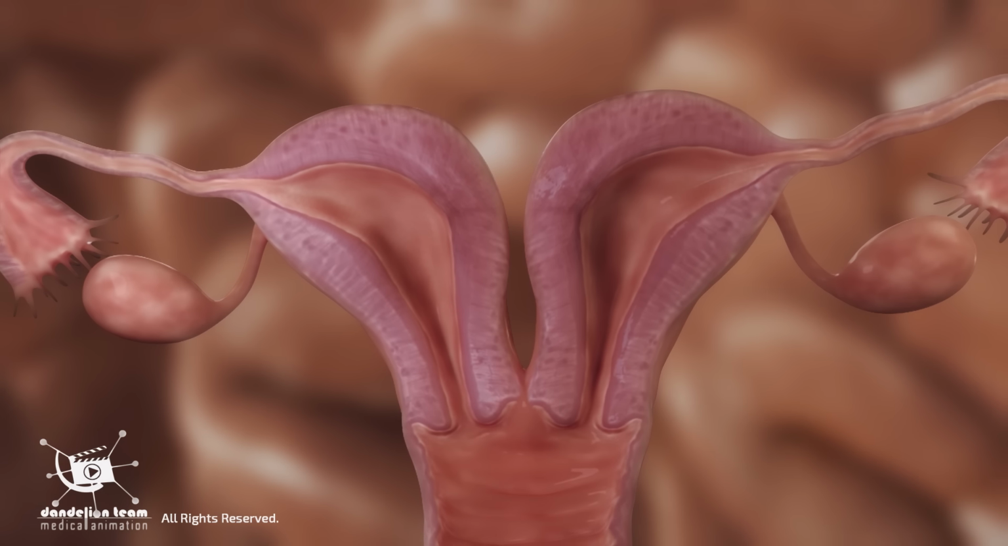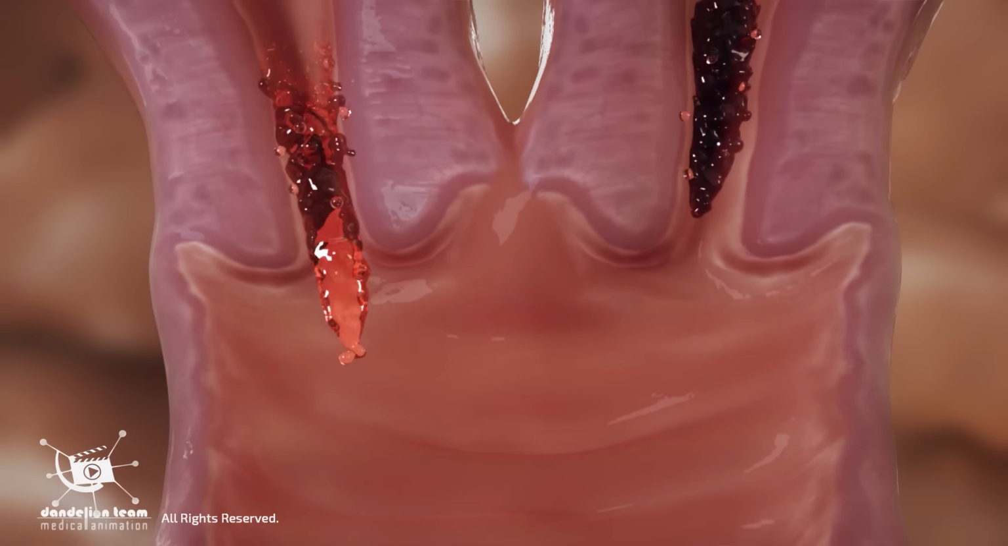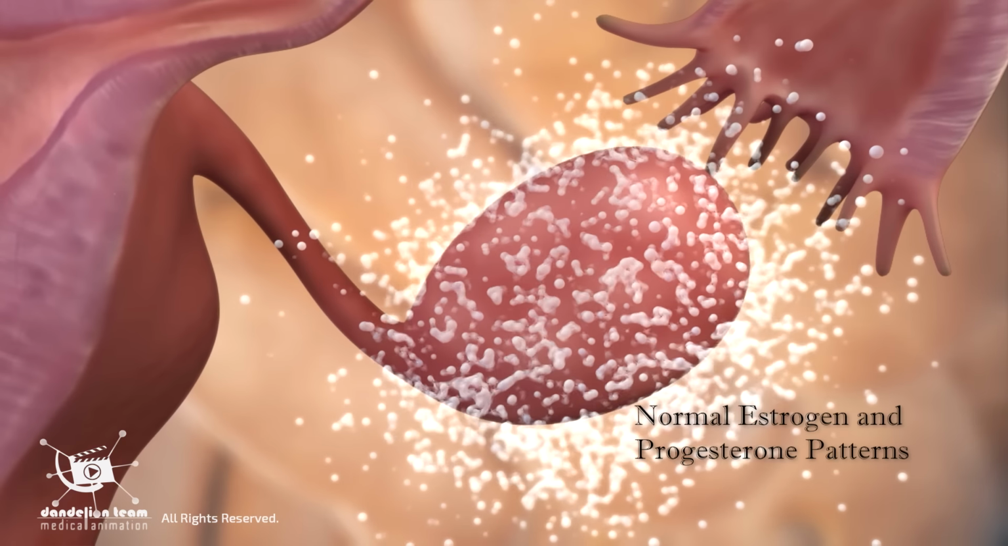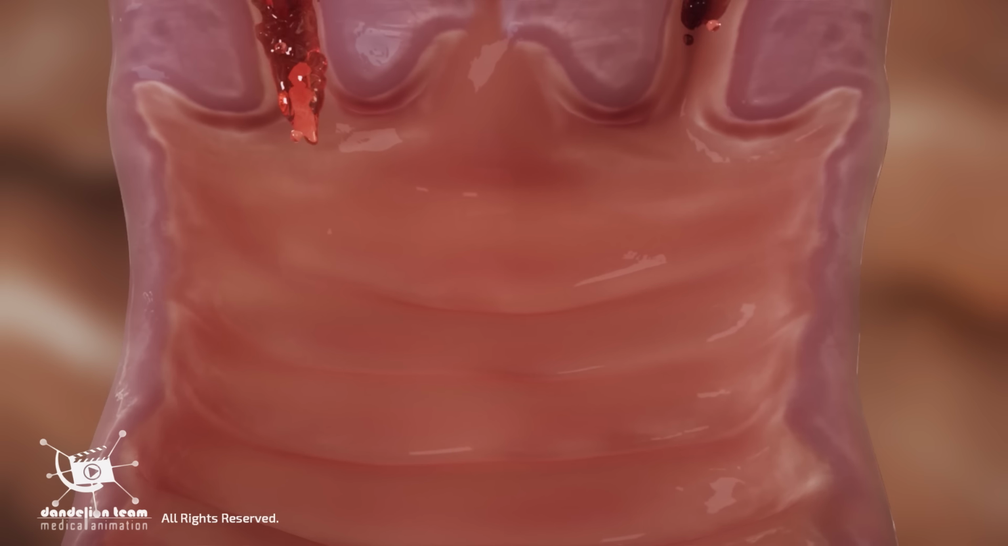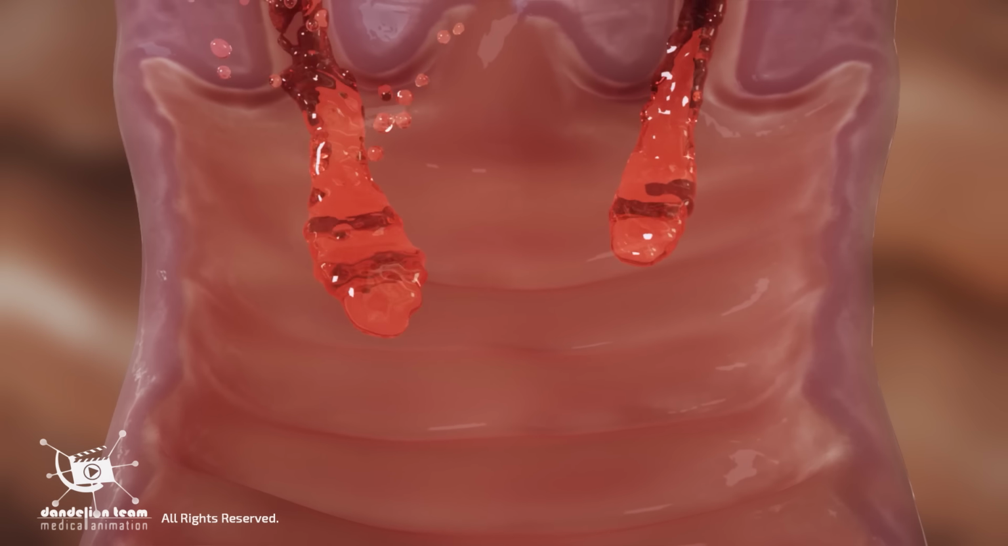Even though there are two uterine cavities, the ovaries still regulate the cycle. Women usually have regular ovulation and normal estrogen and progesterone patterns. Some may experience heavier bleeding if both uterine cavities shed lining simultaneously.